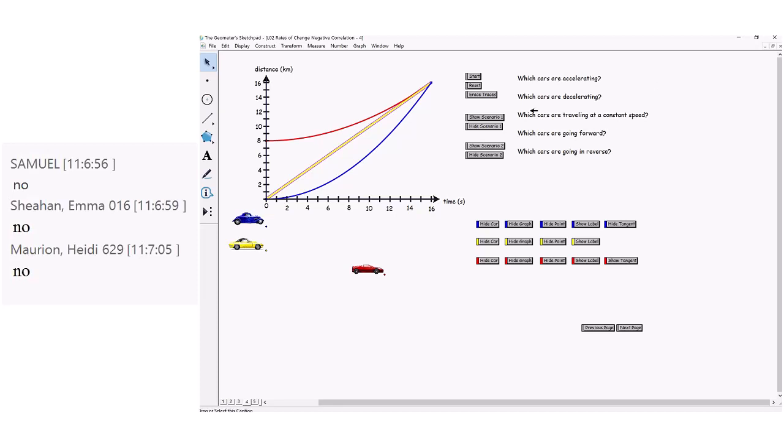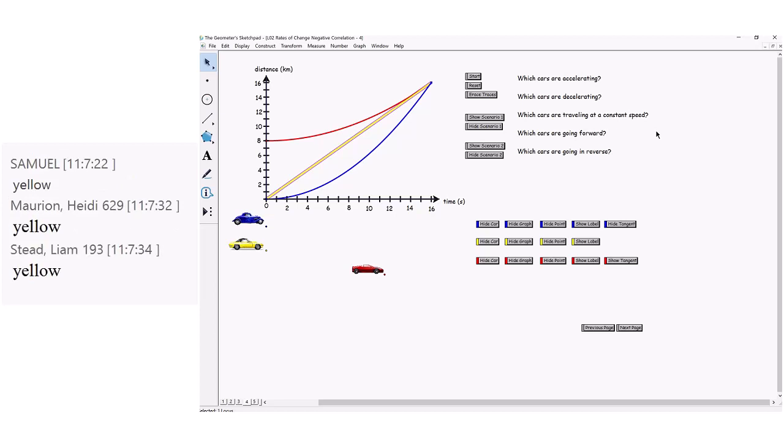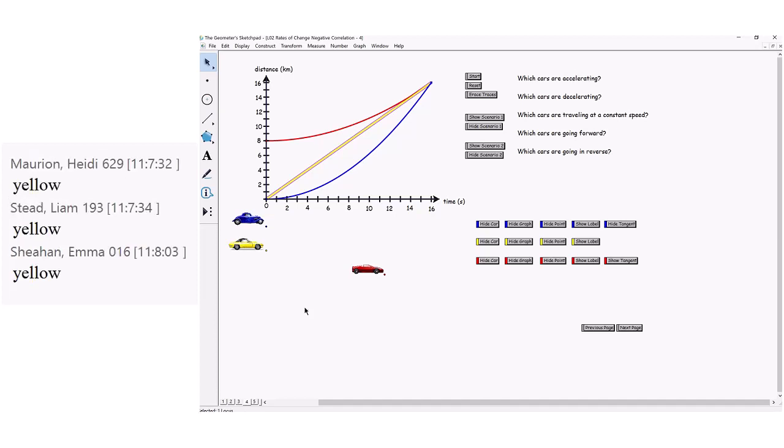Which of those 3 cars will be moving at a constant rate? Which of the 3 cars are moving at a constant rate? Anybody else want to type? Perfect. Now, which car is going forward and which cars are going in reverse?